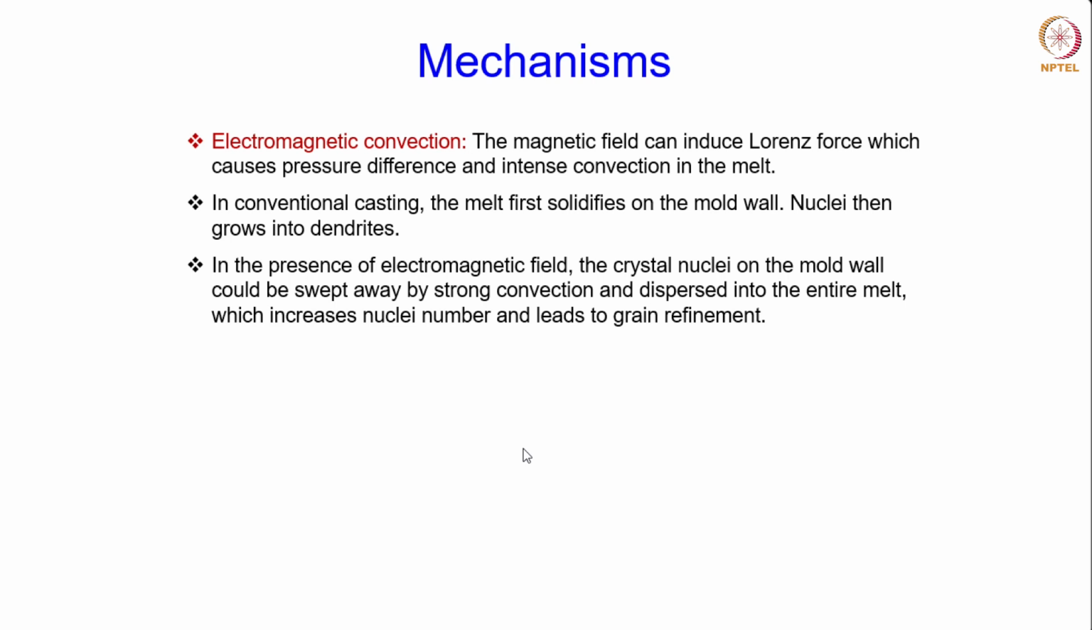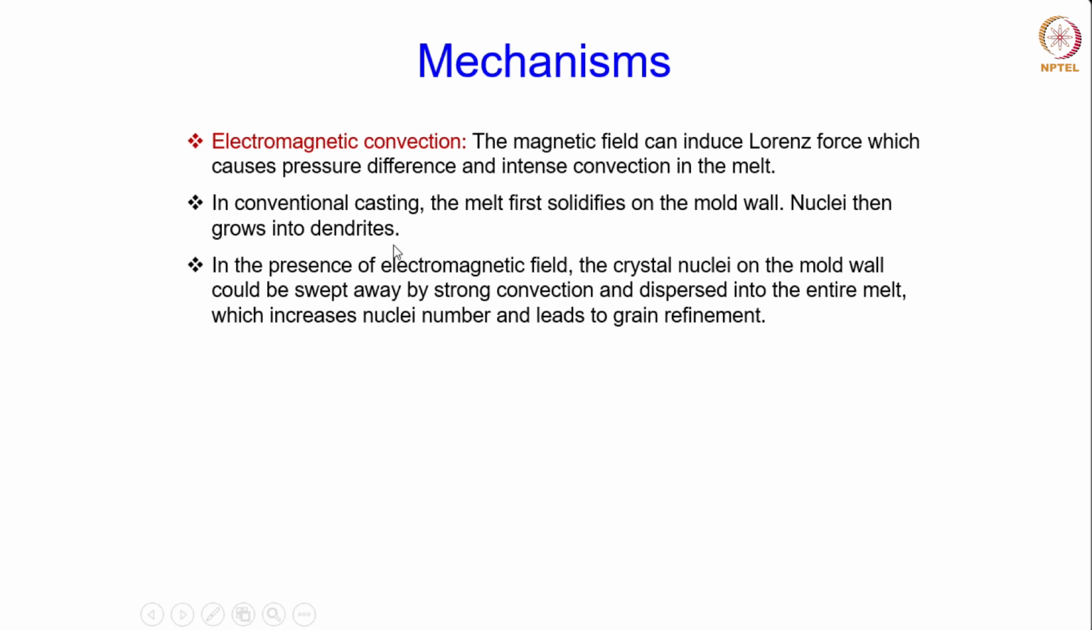The magnetic field can induce a force which is known as the Lorentz force, and this will cause a pressure difference and intense convection in the melt. So here the stirring is created by a completely different mechanism due to the introduction of this Lorentz force as a result of the magnetic field which is present here.